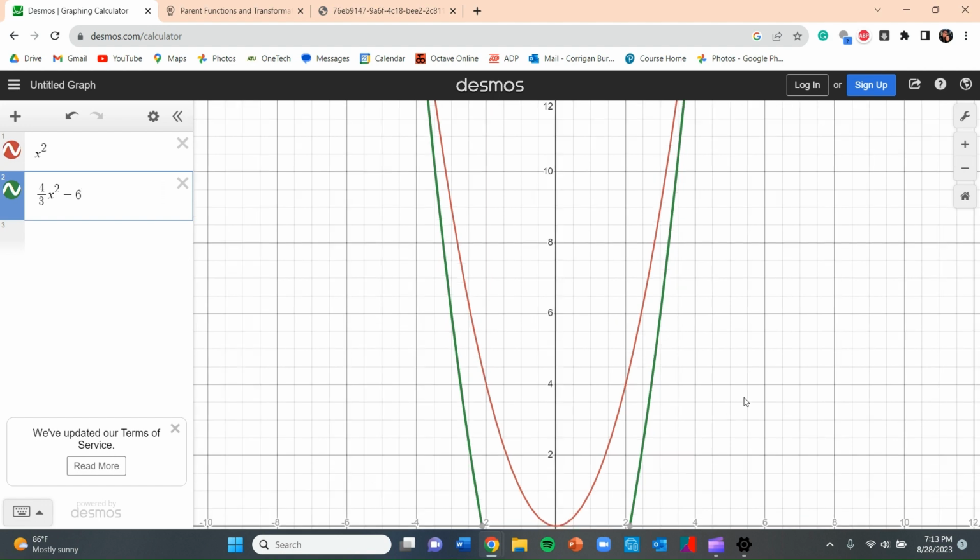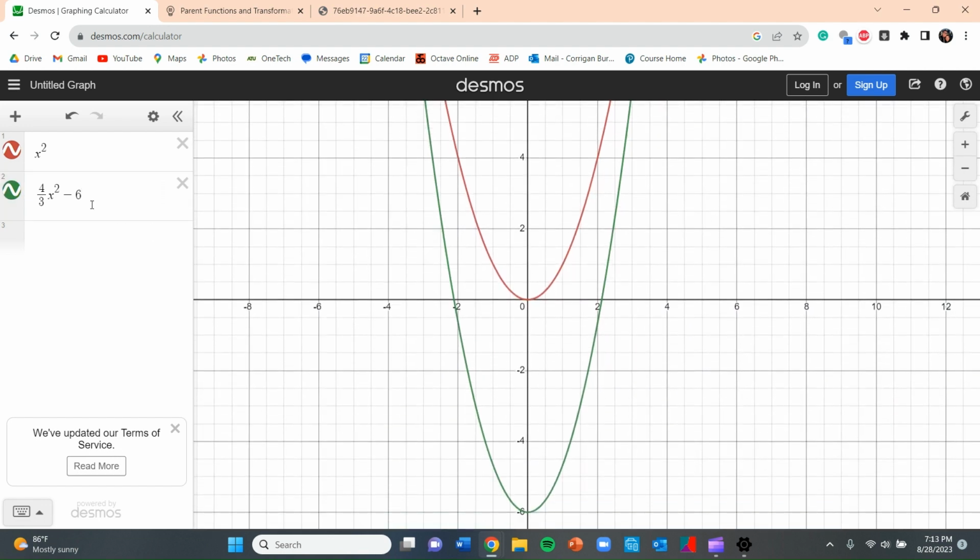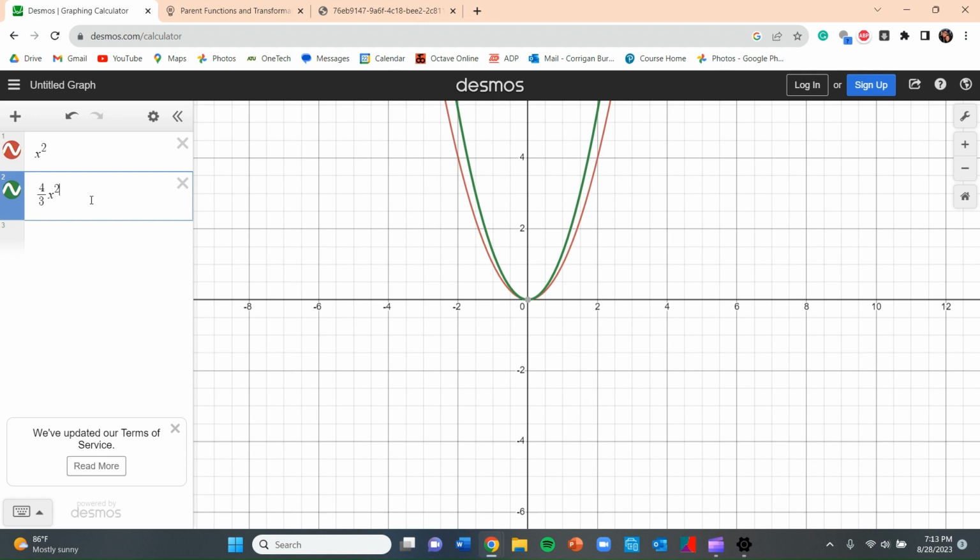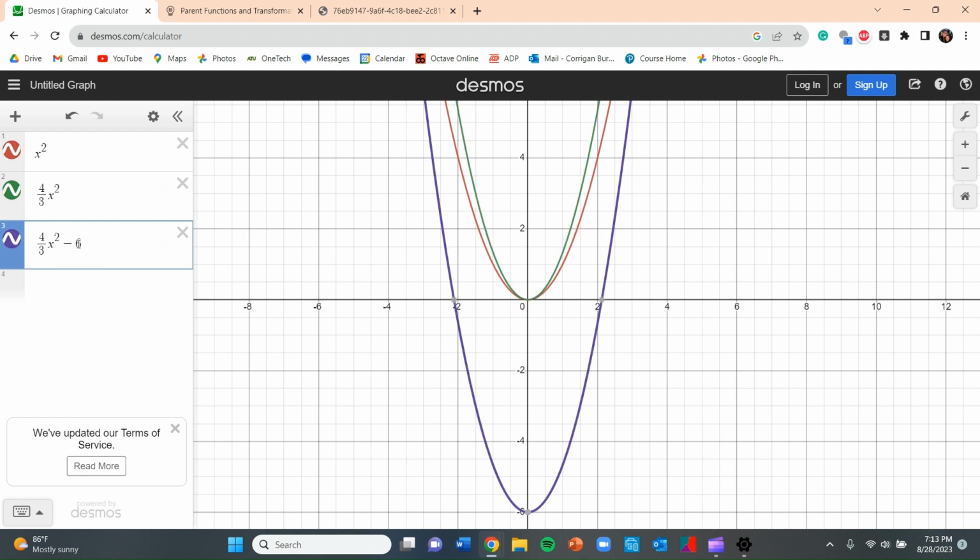When we do that, we can see we've done something to the graph, and it's kind of hard to see. So let's go ahead and just graph a new function. 4/3 x to the power of 2 minus 6. We can see that this moves the graph down. We've subtracted 6, moving the origin down.